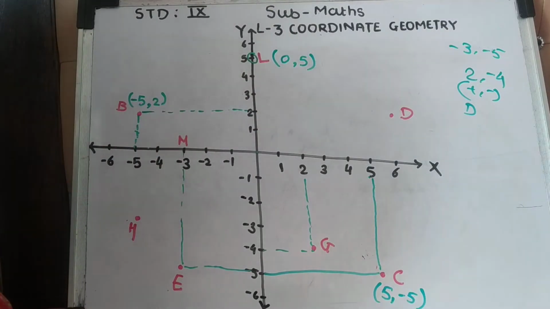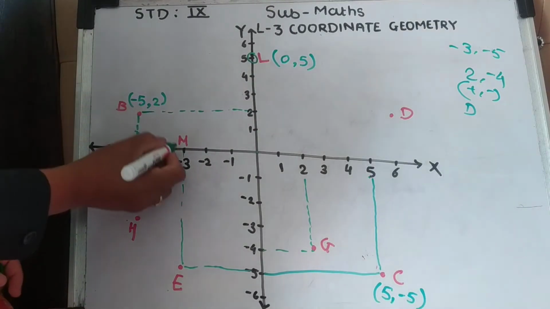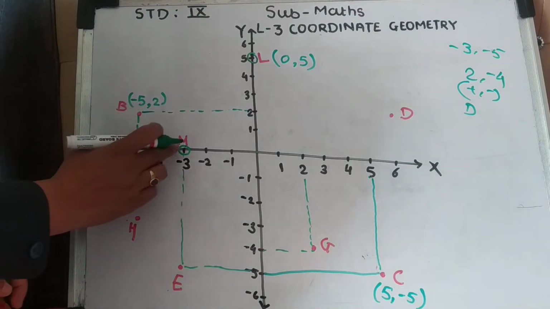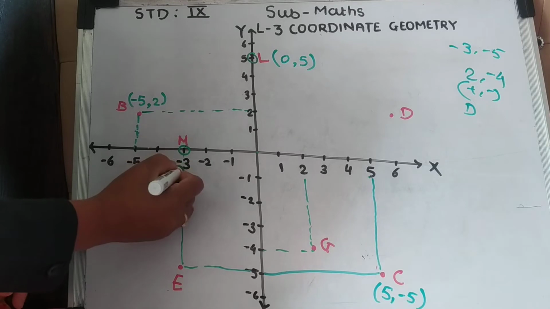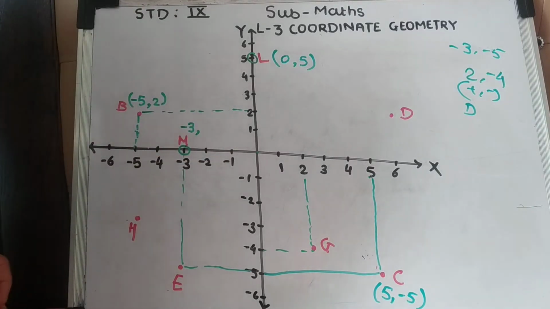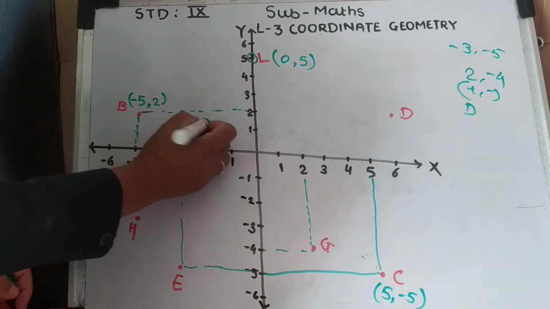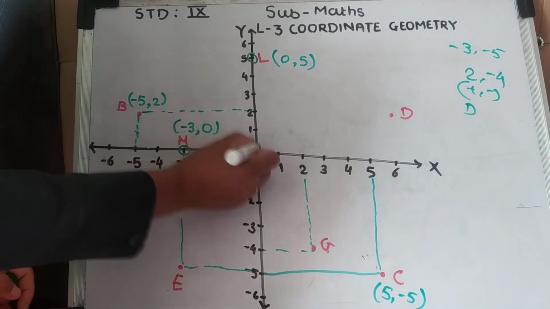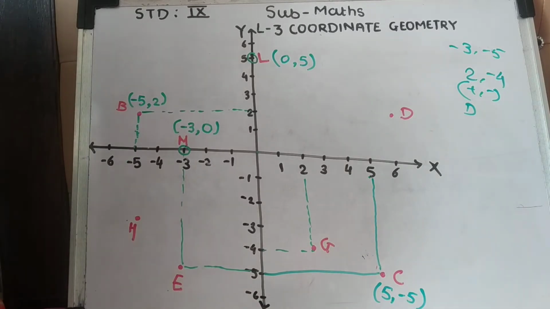Will you write for M now? Yes, M is where? On the x axis, right? So the x coordinate will be minus 3. And what about y? The y coordinate is not given. That means it is 0. So here it actually comes. Minus 3 and 0. Understood?